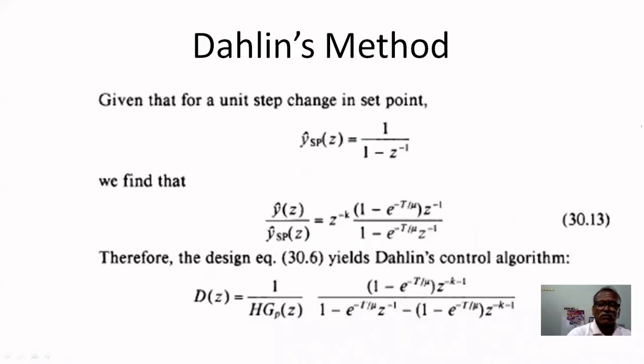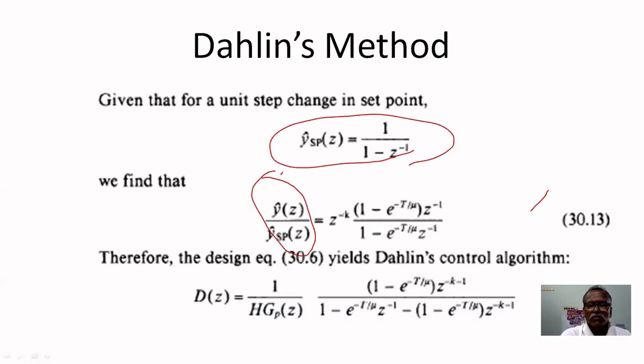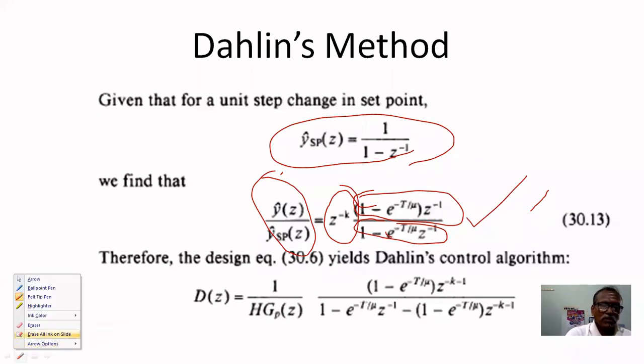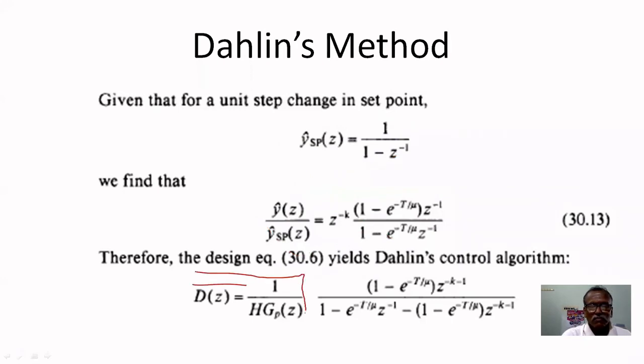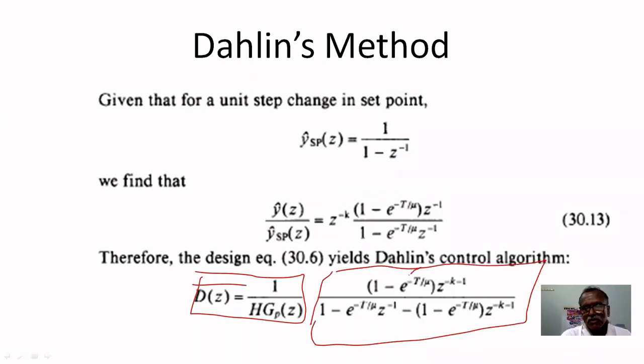The remaining thing will be y of z by y set point of z. That we have to substitute. We know that y set point of z is 1 by 1 minus z power minus 1. If you find y of z by y set point of z, as I said, z power minus k is there. The numerator as such is there, divided by 1 minus z power minus 1, the denominator getting cancelled. So this is what we got. So this is y of z by y set point of z. If you substitute in that D of z equal to 1 by HGP of z into 1 minus e power minus T by mu z power minus k minus 1. Here z power minus k, z power minus 1. If you combine these two, z power minus k minus 1. And this you will get.